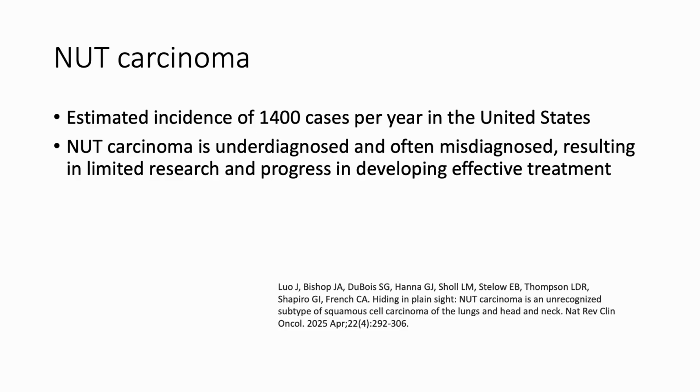It is estimated that roughly 1,400 cases of NUT carcinoma occur annually in the United States, about 7 times more common than Ewing sarcoma. Yet many clinicians perceive it as extremely rare and almost non-existent due to underdiagnosis and misclassification. This lack of recognition has slowed progress in research and treatment. As pathologists, we play a critical role. Whenever we encounter an undifferentiated carcinoma or a poorly differentiated squamous cell carcinoma that is positive for squamous markers, we must consider the possibility of NUT carcinoma.